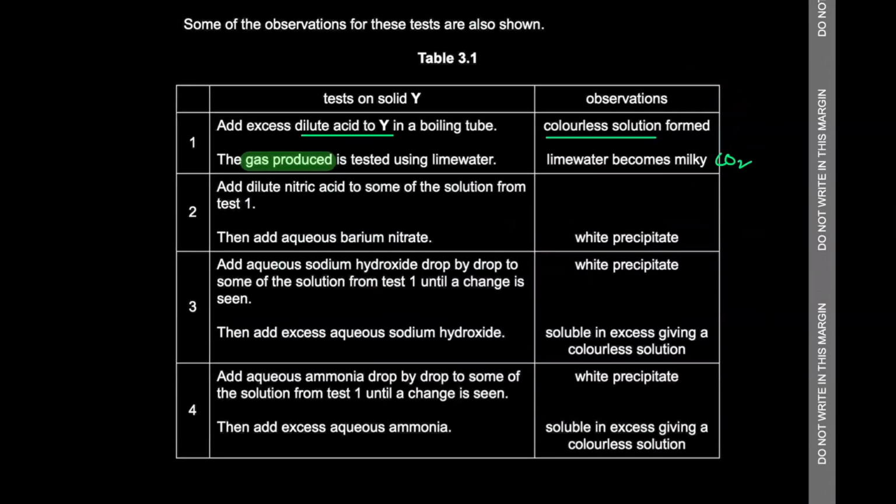All right, so that means that compound Y has carbonate ions. Dilute nitric acid is added to some of the solution from test 1, then aqueous barium nitrate. You get a white precipitate. So nitric acid is added to the solution formed in test 1, and then you're adding aqueous barium nitrate.